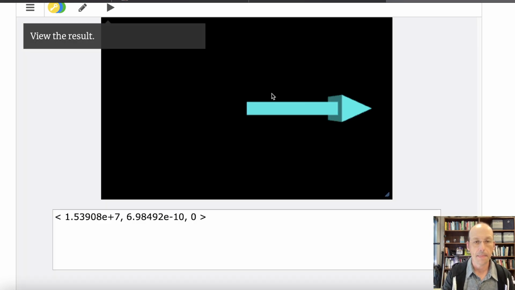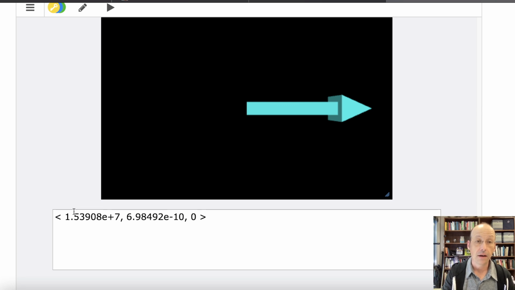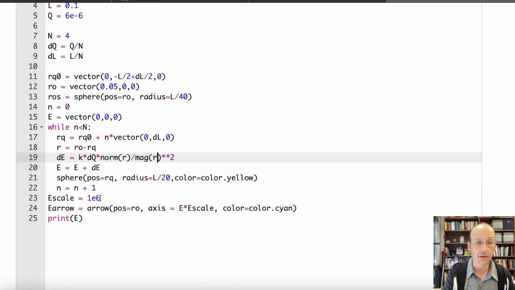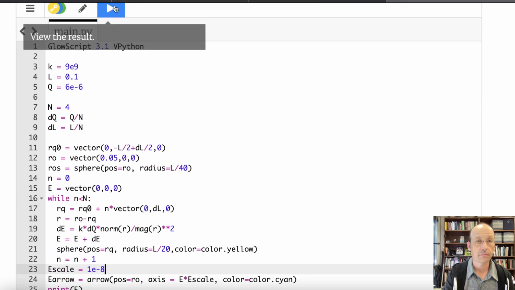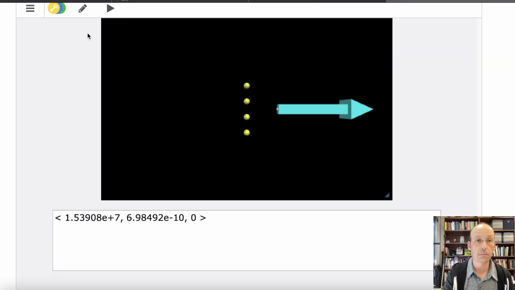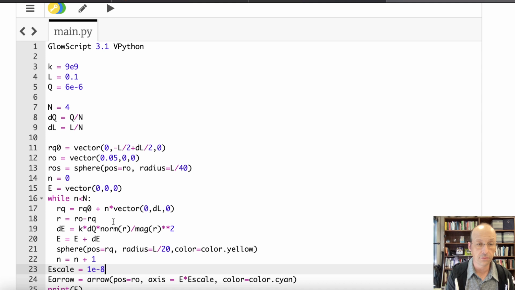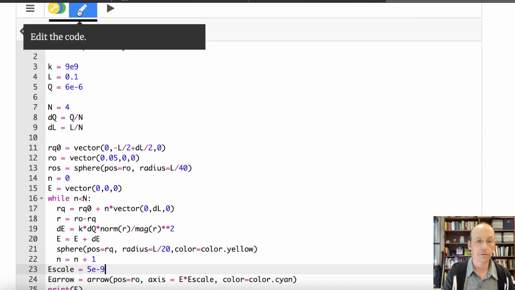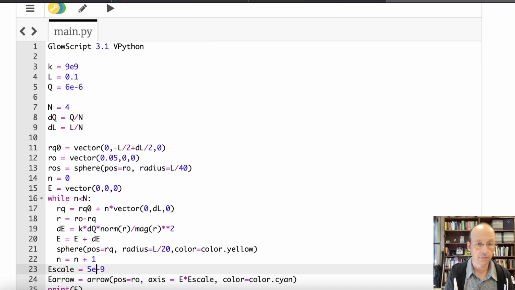Let's run that again. Okay, but now you see I have 10 to the 7th, so my electric field's a lot larger. So now I do need to scale this down. Let's do 10 to the negative 8. Let's try that. Okay, that's still too big. Let's do 5 times 10 to the negative 9th. That's not bad. Let's do a little bit smaller. Let's do 2.